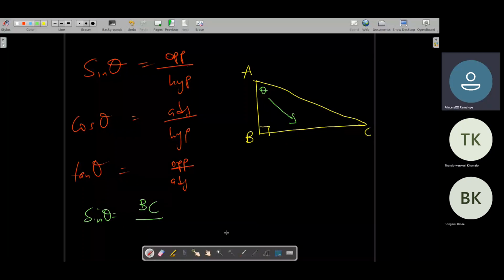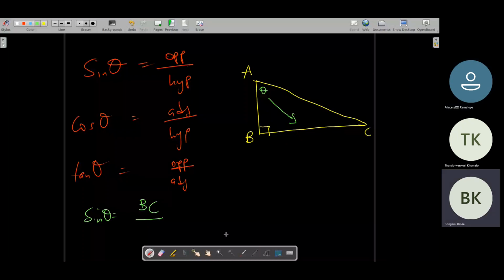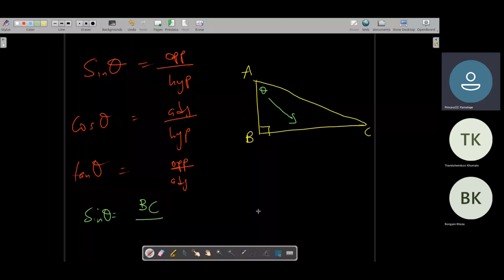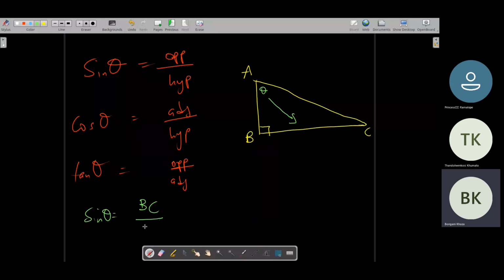No, we are continuing, I'm explaining this again. What's the hypotenuse here? AC. So sine theta will be BC, which is this side, over AC. Everyone happy?